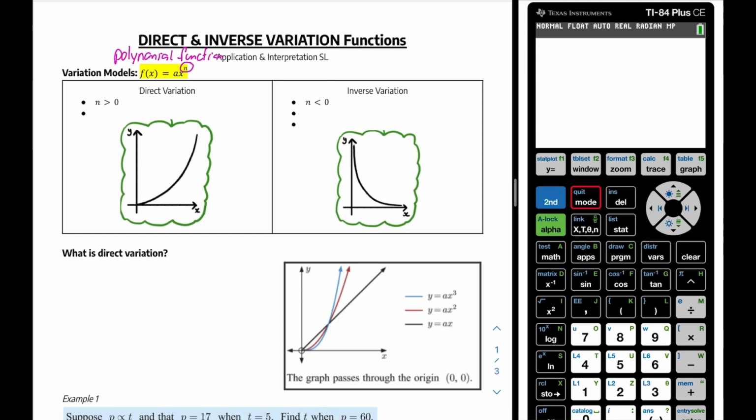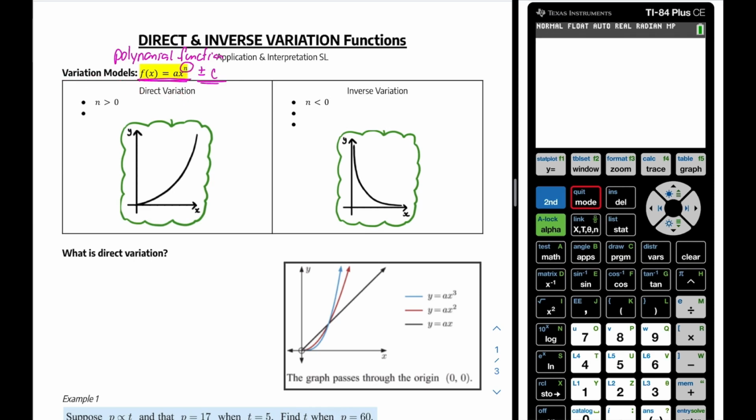Now, what you'll notice with variation models is that we're not going to have a plus or minus another value, which is the case in our normal polynomial functions such as quadratics and cubics. Variation models are only going to be a number times x to the power of another number. Now, this value of n, the exponent, can either be positive or negative. And depending on if it's positive or negative, it's going to make the variation model look very different.